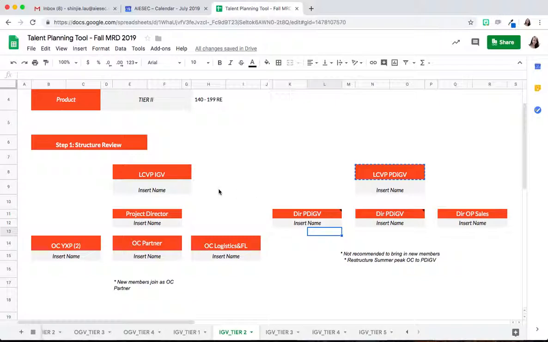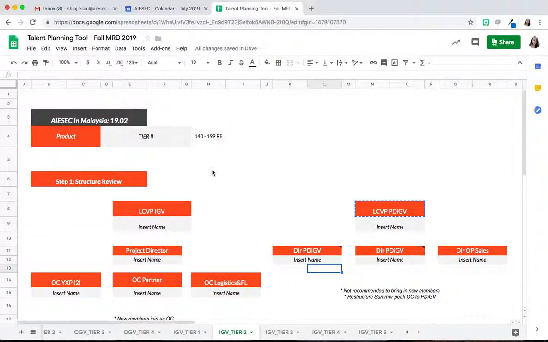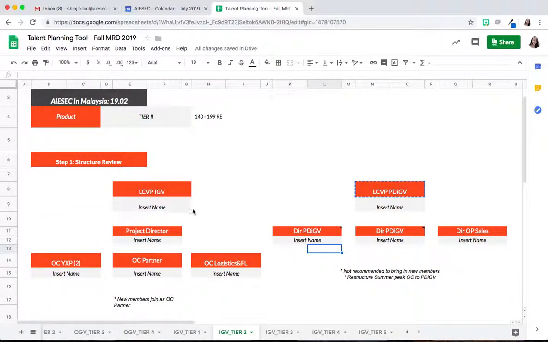And another intention is because your goal is very high as well. So we suggest that your LCVP IGV really focus on how to hack the process to make sure that you can achieve the high goal, instead of not being specialized and still looking into PD for IGV as a function as well. It will be very overwhelming if you still combine them together.